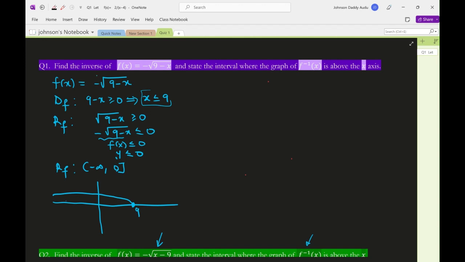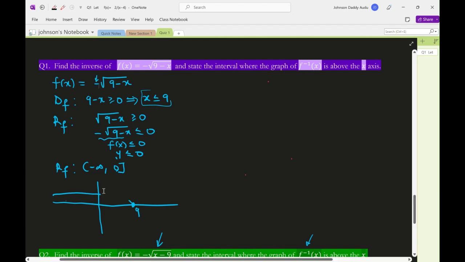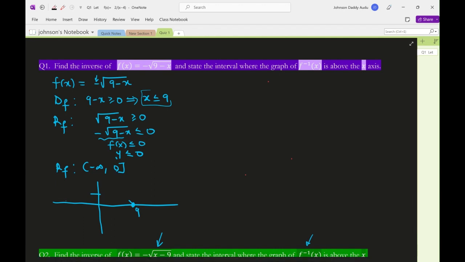But because we have a minus here, it has to be reflected across the x-axis. So it's just going to be something like this. So this is minus the root of 9 minus x. And now you can see the range of this graph is also minus infinity to 0, while the domain is x less than or equal to 9. So we want to find the inverse. Let's go ahead and find it.